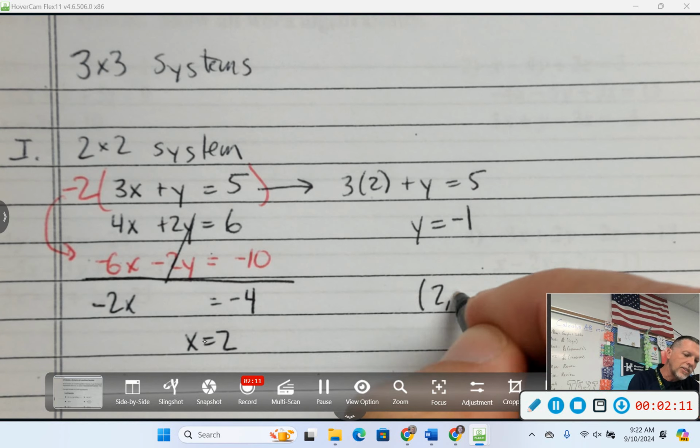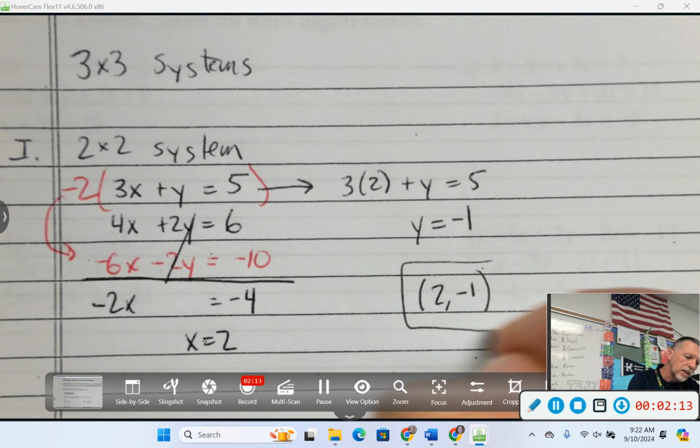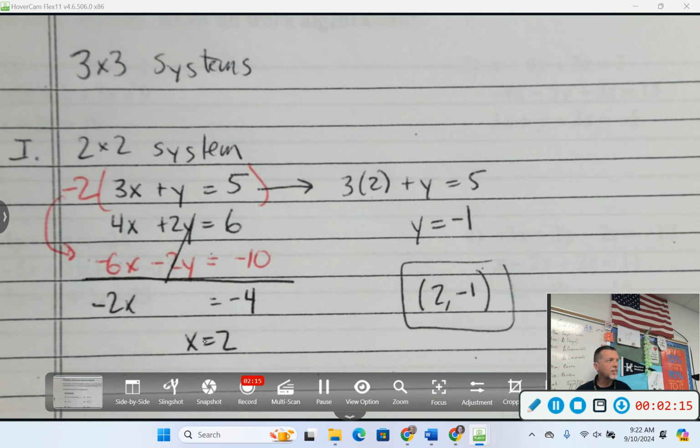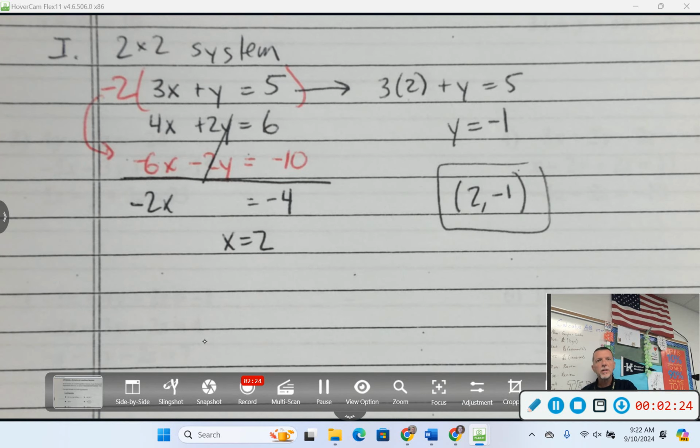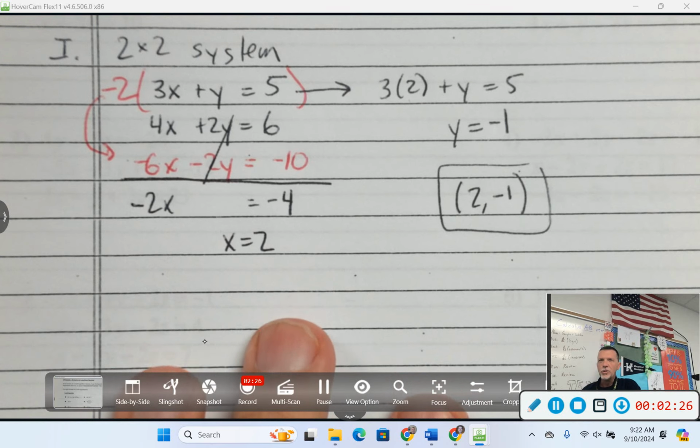And then we like our answers as an ordered pair, rather than just x equals something over here and y equals something, 5 lines over and up, and keep it nice and organized. We like our answer as an ordered pair. Okay, so that's old news, right? You've done that probably 100 times. Probably not an exaggeration.